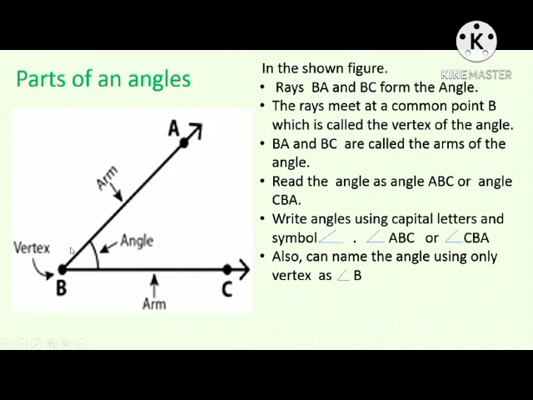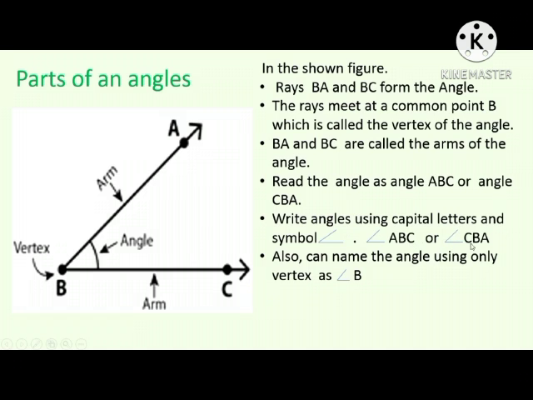Next, parts of an angle. Here the rays BA and BC form the angle. The rays meet at a common point B, which we call the vertex. BA and BC are the arms of the angle. How do we read this angle? Angle ABC or angle CBA. When we write, we use this symbol: angle ABC or angle CBA.